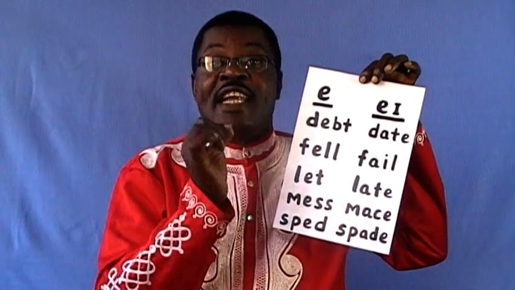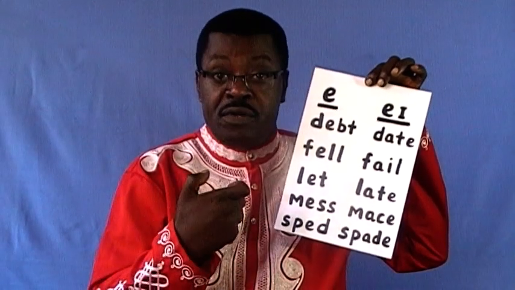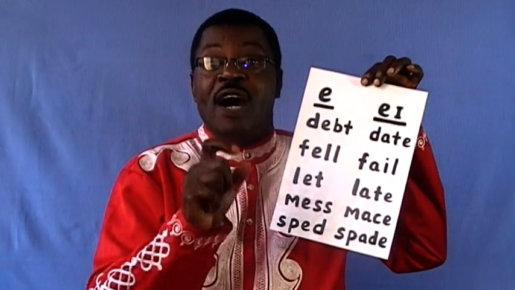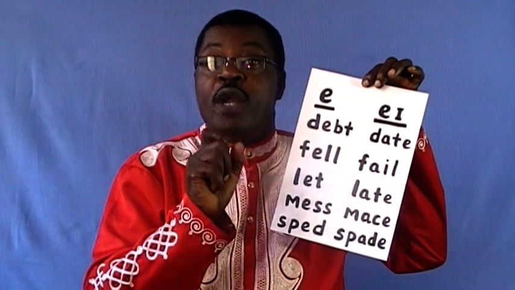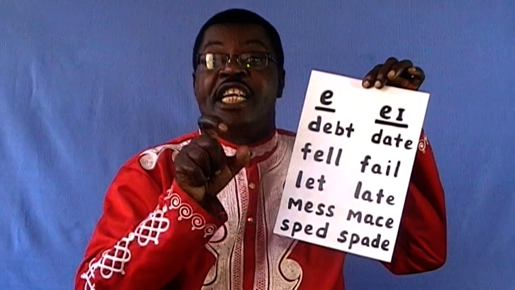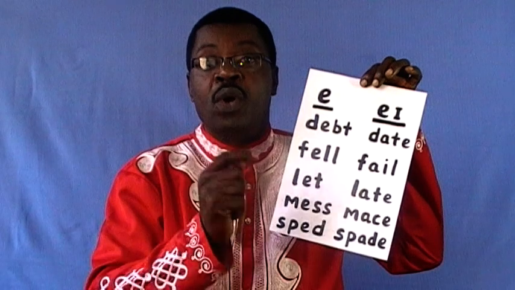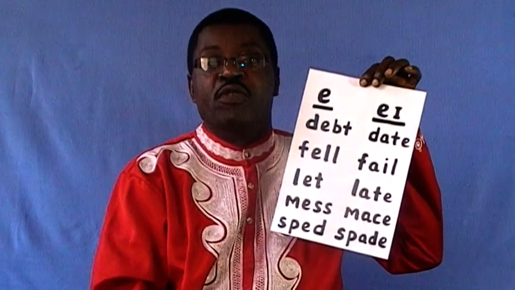So you realize debt has the pure sound E. Technically, we call it a monophthong, the pure vowel sound. Then, when you come to that A, technically we call it a diphthong, a glide on two vowel sounds. So debt and date. Let's move on.